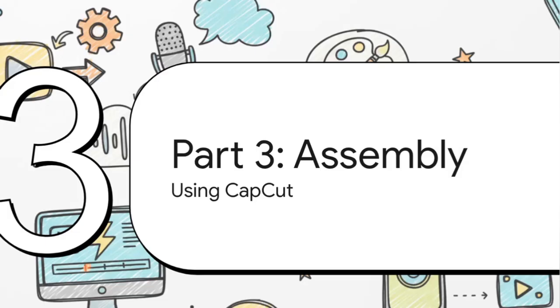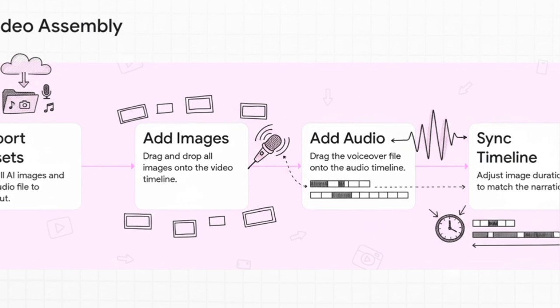Okay, we've got all our pieces. We have a finished audio file, and we have a whole folder full of custom AI images. Now it's time to put it all together. For the final assembly, we're going to use a really popular and yes, free video editor called CapCut. And the whole process is just drag and drop. You import everything, pull the images and the audio onto your timeline, and then you just stretch or shrink the images so they match up with the narration.